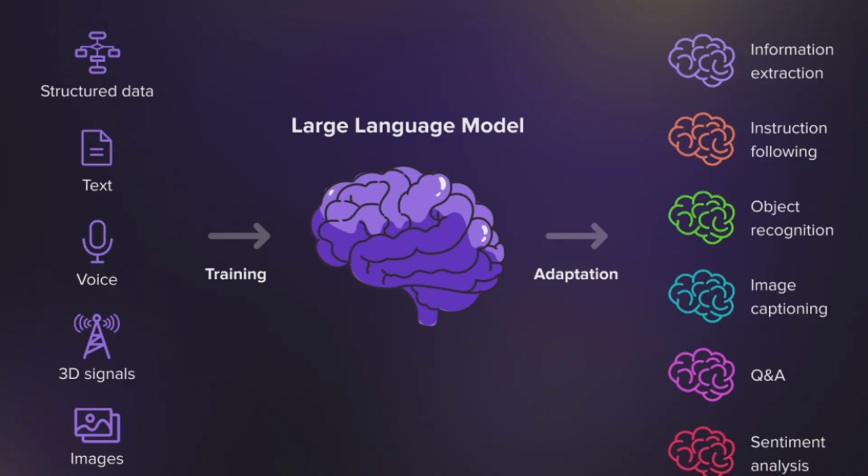So how does it work? Well, you have all this data, whether it's structured text, voice data, 3D signals, imaging, all this data is put into an algorithm-based AI computer software. It undergoes training. Then, through a series of adaptation or recall, we're able to extract from this model information, instructions, object recognition, image captioning, Q&A responses, and even sentiment analysis. So a model's output is just as good as a model's input. And I'm going to talk about why that is going to be very important for later on. Before I do, let's talk about some use cases.